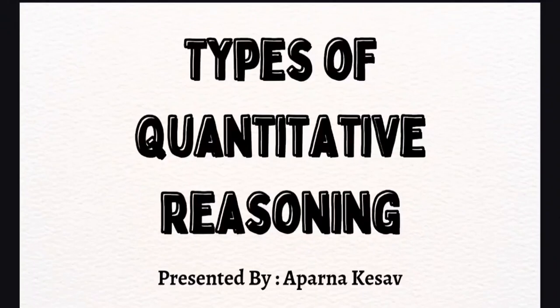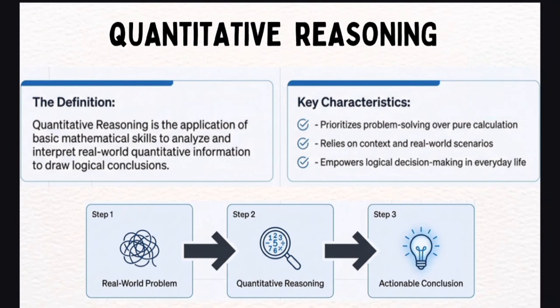So today we are going to look into types of quantitative reasoning. Let's go. First, let's look at what quantitative reasoning is. Here we can see there are two words, quantitative and reasoning.